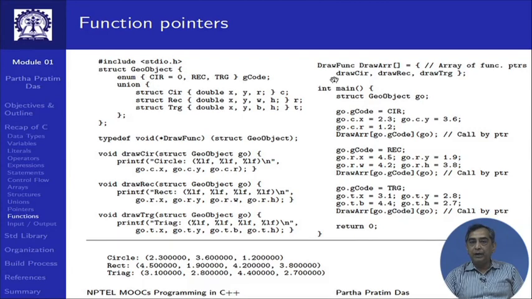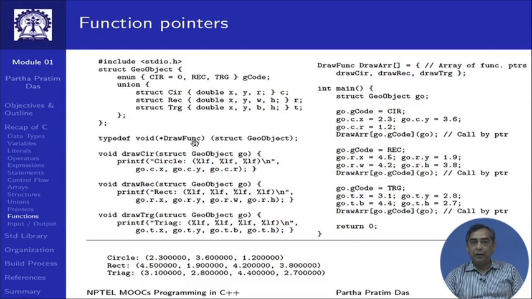Now, to be able to create a function pointer or array of function pointers, what does the array need? Array needs all elements must be of the same type. So, all these function pointers must be of the same type, which means that they must take the same type of parameters and must return the same type of value. So, we ensure that by creating a type or aliasing a type draw func here by typedef, which says that it takes a structure geo object and returns a void.